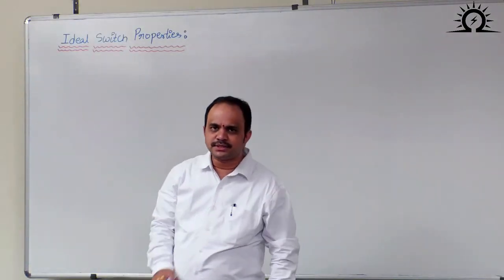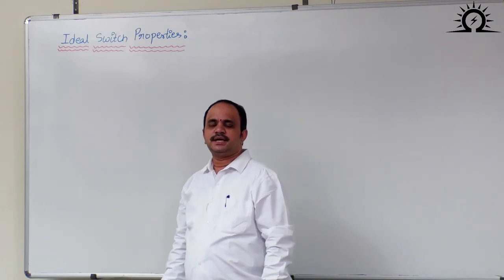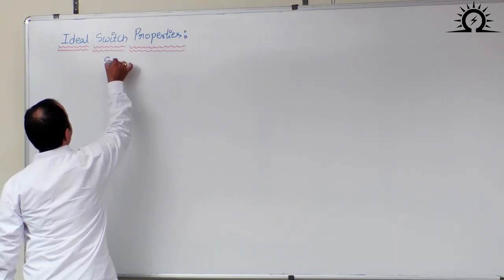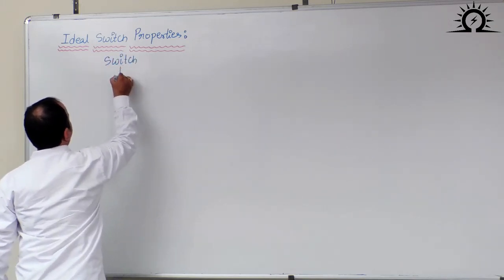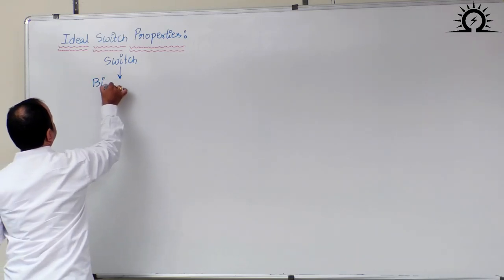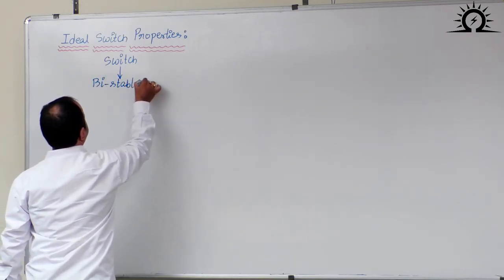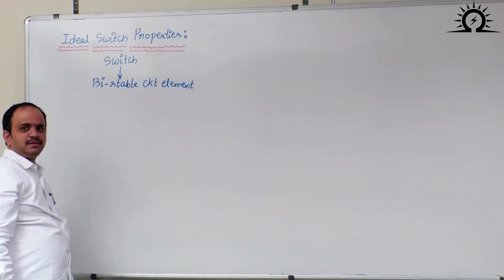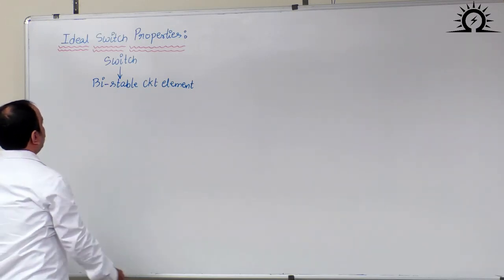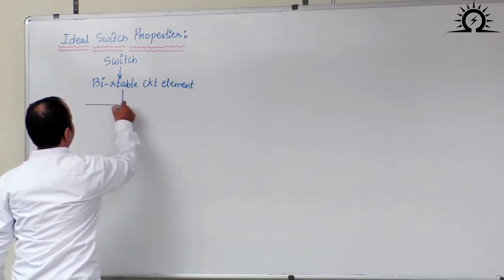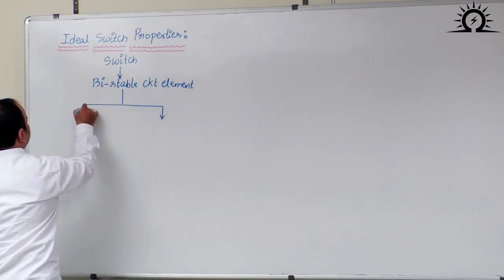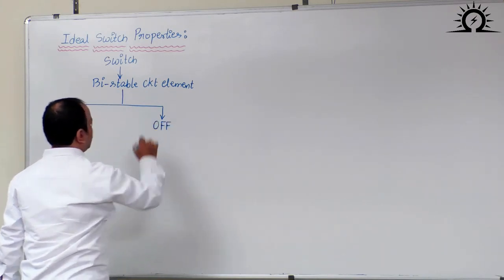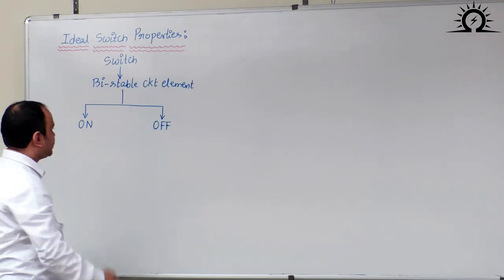Now let us discuss the switch properties under ideal conditions. So basically a switch is a bistable circuit element. What do you mean by bistable? It will have two stable states. One is on and the other is the off state.